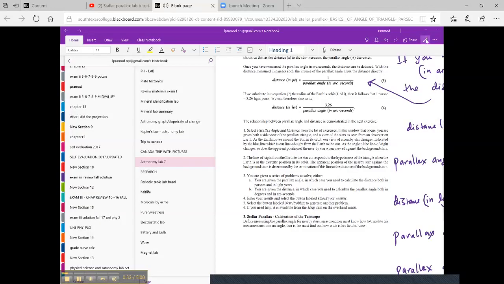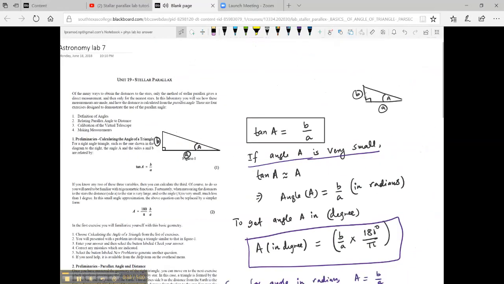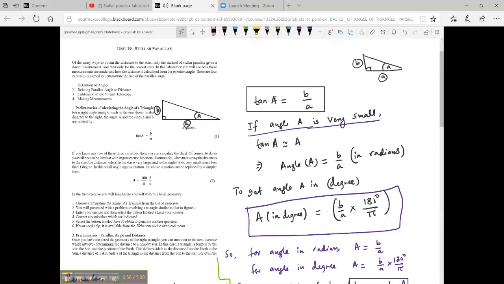To understand the basic concept, you can see here this is the triangle and this is angle A, and this is the perpendicular triangle. So B is the perpendicular and A is the base. So tangent A should be equal to B over A. That's very simple. If you want to calculate angle A in degrees, you just get tan inverse B over A. There is an approximation here: if angle A is very small, then you can simply write tan A equals A, and that gives you angle A equals B over A, in radians.